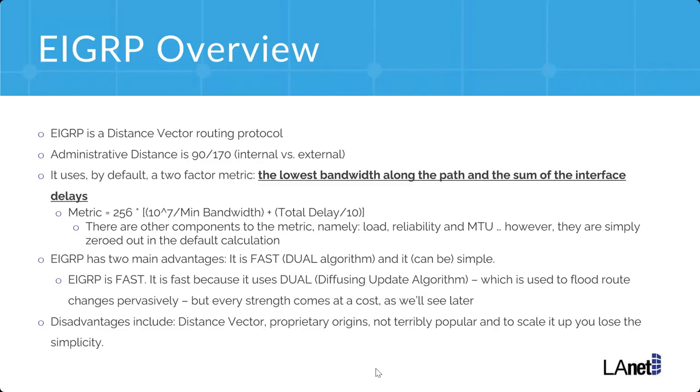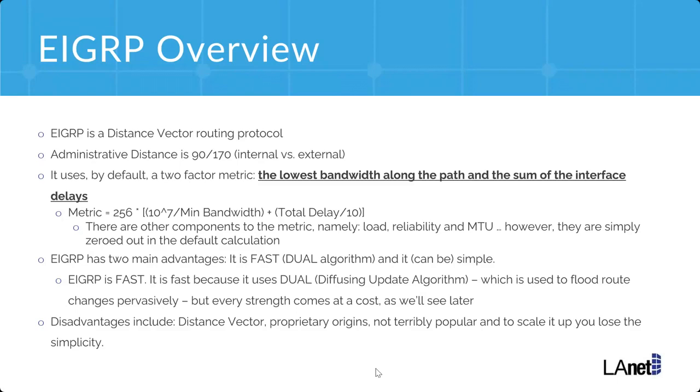By default, at a simple level, we'll get into the non-simple stuff, of course, but at a simple level, it's just a two-factor metric. It's just whatever the lowest bandwidth is along the path, and then the sum of the various interface delays along the path, right? And we're going to touch on that a few more times, right? Lowest bandwidth, sum of the delays.